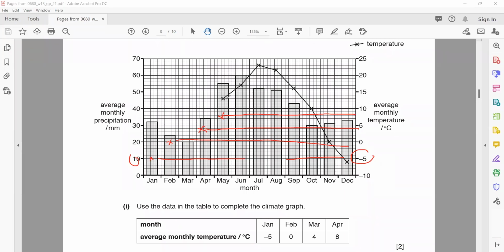Excuse me, sir. You made a mistake. For March, you marked... Sorry, April. Yes. In March, what is that? 4. And where is the 4? Here. It should be here. And April should be here. Yes. You're right. Got it now? After that, you can join them like this. Is it clear?